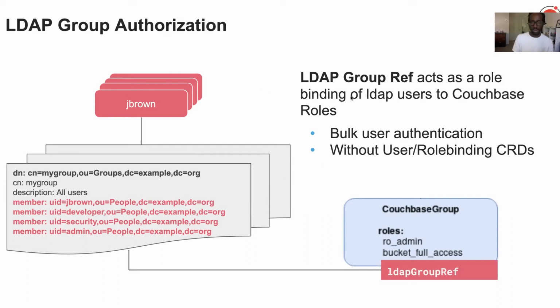So that's authentication, both internally and externally, along with authorization. I just want to give a quick demo of what that looks like and how you can simply get started and manage RBAC with the operator.